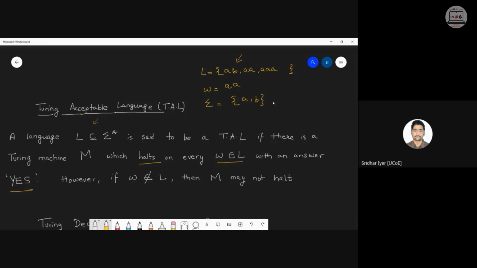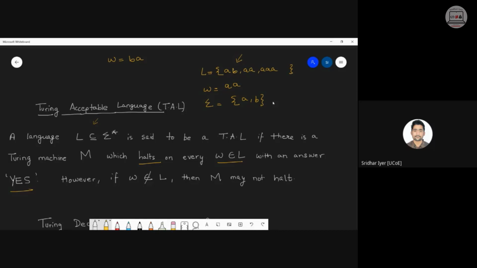Otherwise, if W doesn't belong to L, let's consider W is equal to BA. Now BA is not part of L. So if anything like that happens, then the Turing machine will not halt and loop forever. Am I clear? Is this concept clear now?